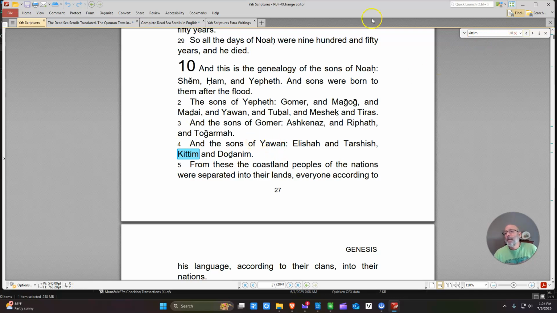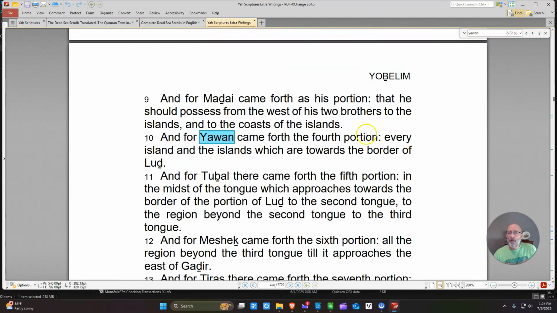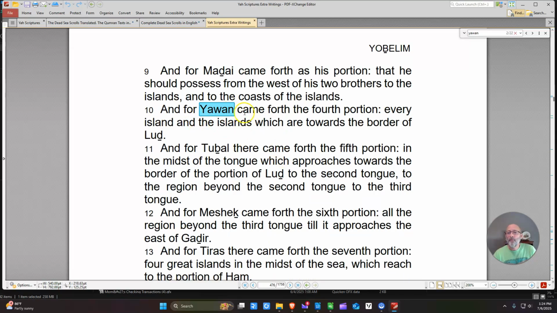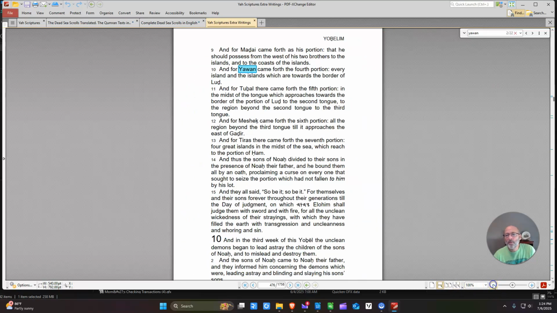Okay, let's go back to the extra writings because I do think this might be important too. So Yawan came forth, and then ultimately, so we have the islands for Yawan, and then ultimately this would mean that the Kittim, as descendants of Yahuan, are coming from here as well. Let's go to the next occurrence.